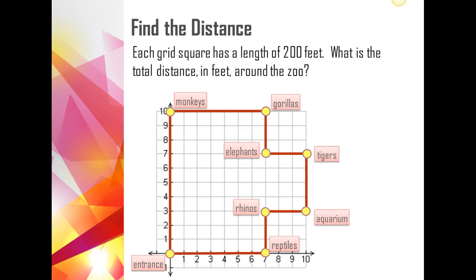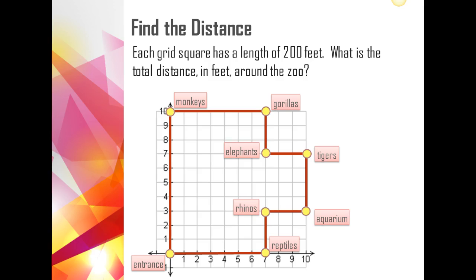The first thing we need to do is find out how many units it is around the zoo. We can find the length of each line segment by either counting the squares or using the numbers on the coordinate grid. There are also some ways you can rearrange the line segments to make finding the perimeter more efficient, but I'm going to stick with the basic method for this example.